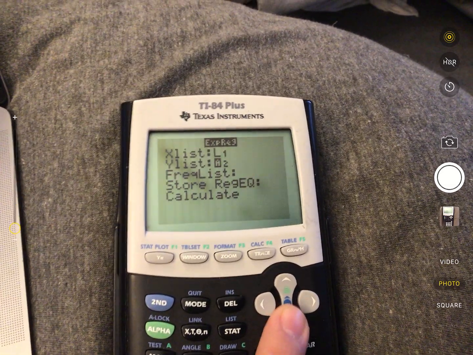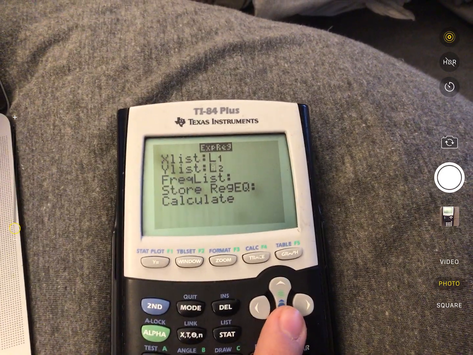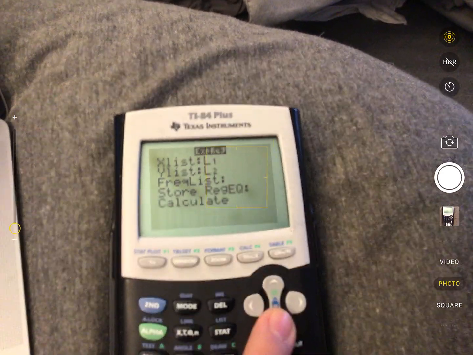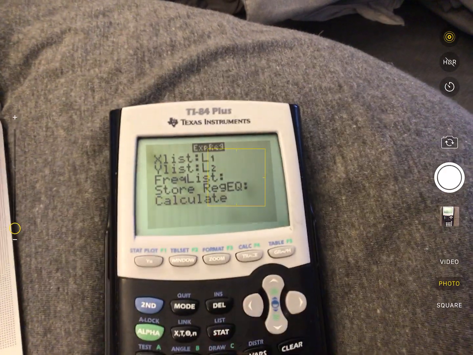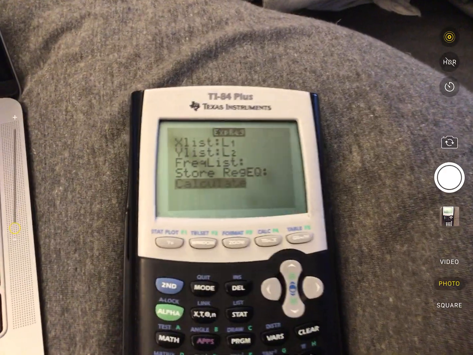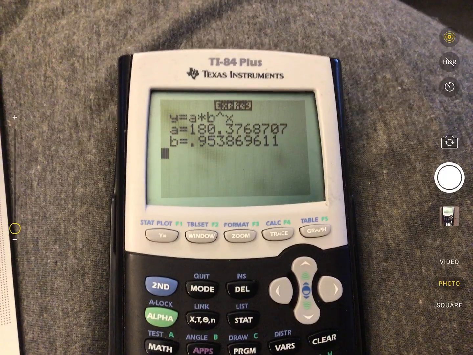So our X values, our minutes, are in our L1, that's correct. Our Y values, our temperature in Fahrenheit, is in L2. We don't need anything in frequency. We don't need to store this equation. We're just going to go down to calculate and hit enter.